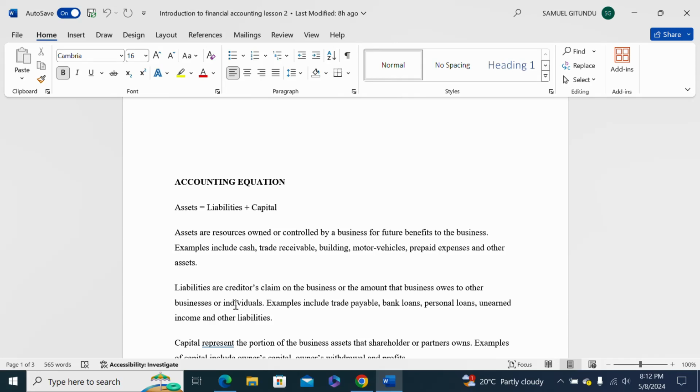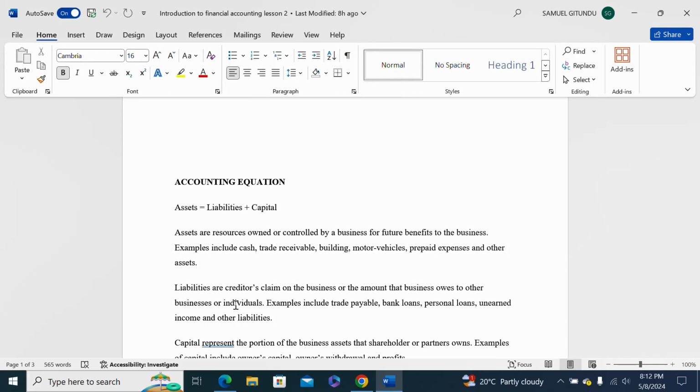Another example is trade payable. If the supplier has supplied the business with goods on credit terms, then the business is supposed to pay for those goods in future. Therefore, that is a liability. Then we have personal loans. If you have been given a loan by your friends or relatives, and they expect you to pay that loan in future, that is also a liability.